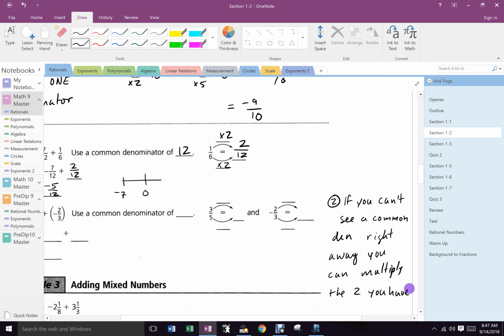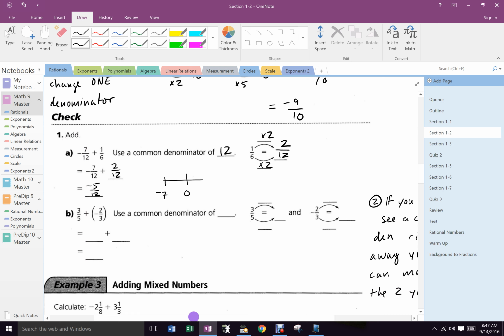So what are the two denominators I have here? 5 and 3. I can't think of the common denominator right away, so my shortcut is I'm going to multiply them. What is 5 times 3? 15. So I'm going to use 15. So I need 15 there, so what did I do to 5? Times 3. So what do I do to 3? Times 3. And what do I get? 9. So I start with 9/15.